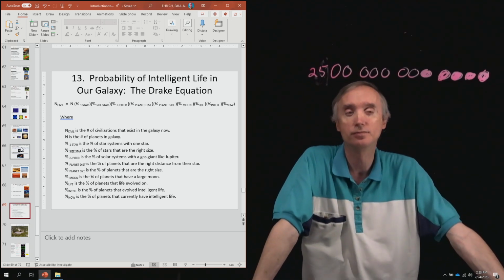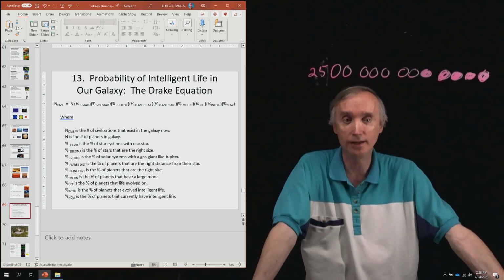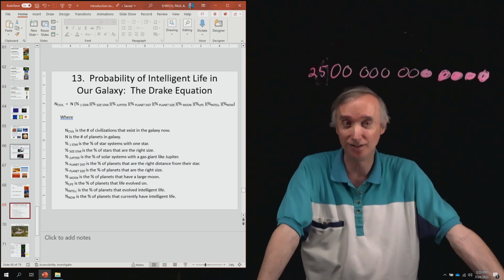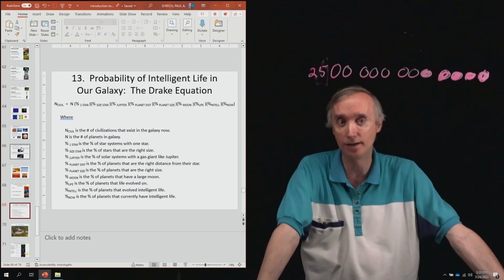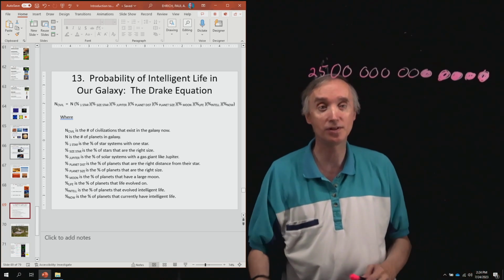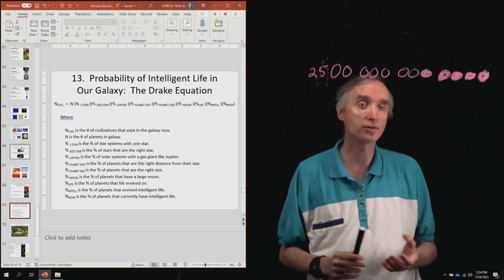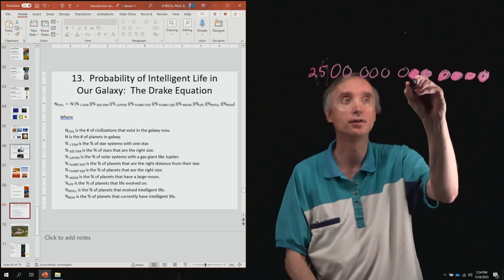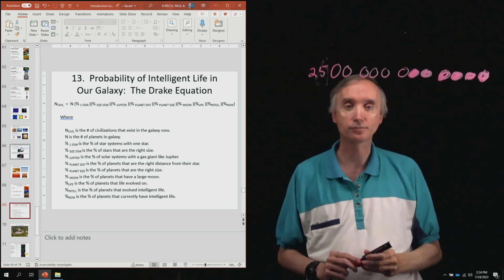What about the moon? It's got to have the right sized moon in orbit around it. If you look at the moons that are in orbit around most of the objects in our solar system, you notice they're pretty small in comparison to the size of the planet that they're in orbit around. Earth is the exception. So I'm going to say that only about 10% of the planets are going to have the right size moon. So that means I can get rid of another 0 on there.